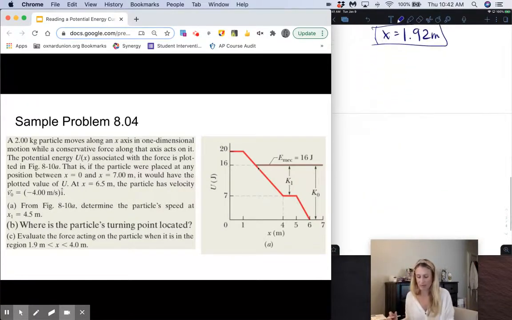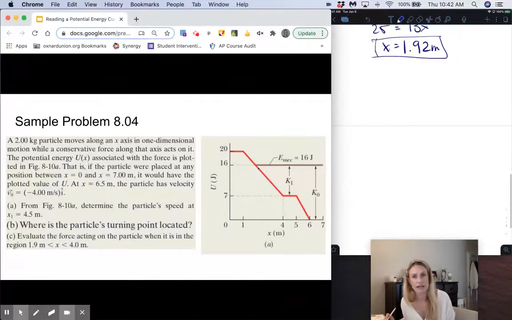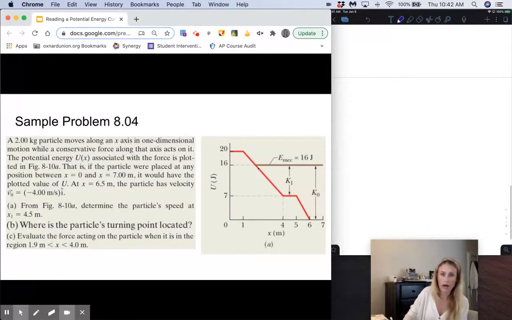So remember, when we're talking about force and we have a potential energy graph like this, force is going to be the negative slope. So what we want to do here is look at the slope from this 1.9 meters, which is here, to 4 meters here. So the slope is going to be here.